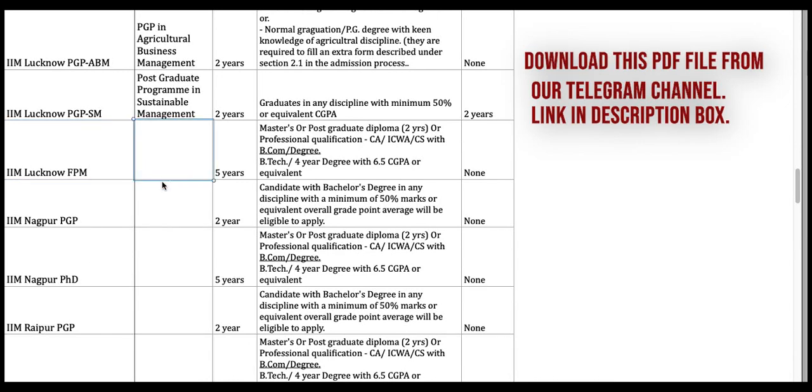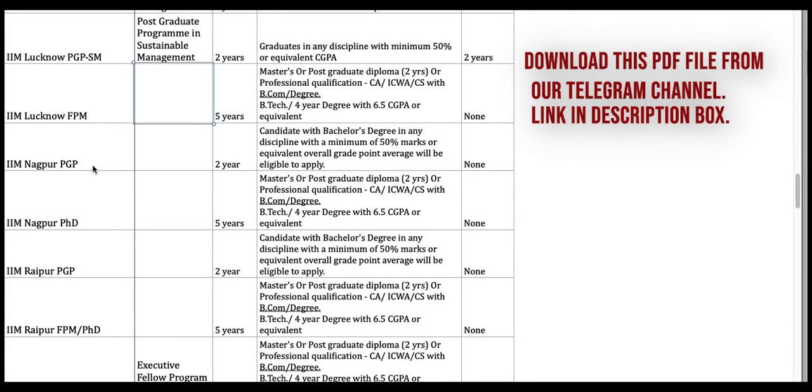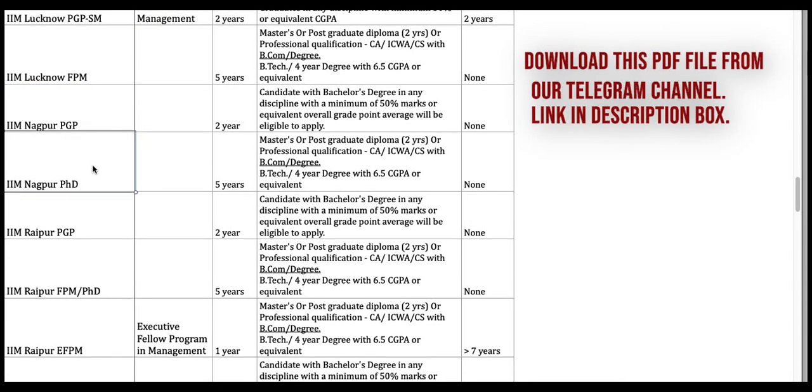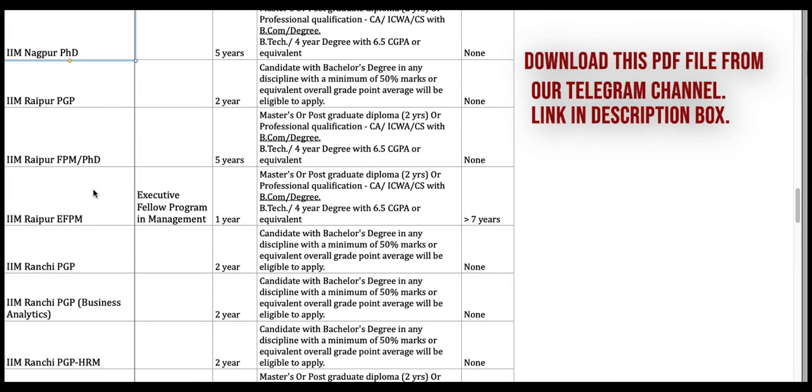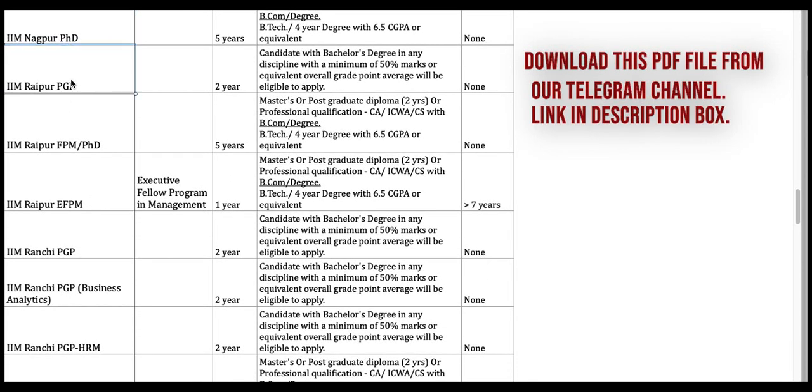It's a PhD program. IIM Nagpur PGP, fill this form, PhD, 5 years of work ex, 4 and then 3, it's written out here, 2 years, you can definitely go ahead and take it. IIM Raipur PGP, freshers should be filling it. IIM Raipur FPM or PhD program, you should be filling it.